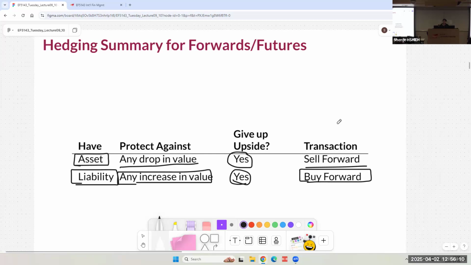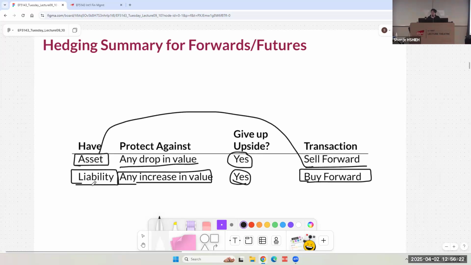Comments, questions on the nature of futures, forwards, contracts, how to use it to hedge, given your position. All right, so the key takeaway, of course, is assets sell forward, liabilities buy. Okay, liabilities buy, assets sell. Now the question is how much, or how many contracts, right? That's question one.